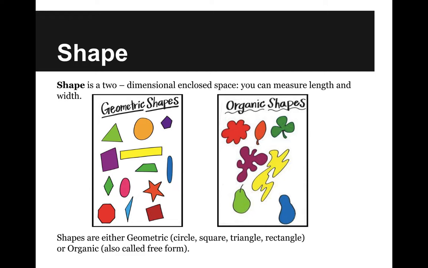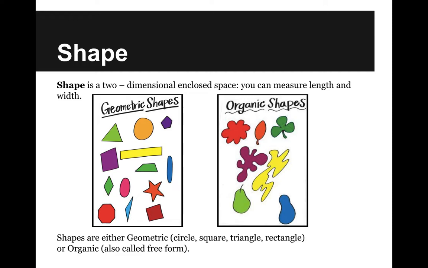So on the left-hand side, you have geometric shapes. They're shapes that usually have names like an oval, a circle, a triangle, a square, a rectangle, a trapezoid, etc. And organic shapes, you can describe them, but they usually don't have names per se, and they don't have rules. So you could say, it looks like a cloud, it looks like a pear, it looks like an amoeba.